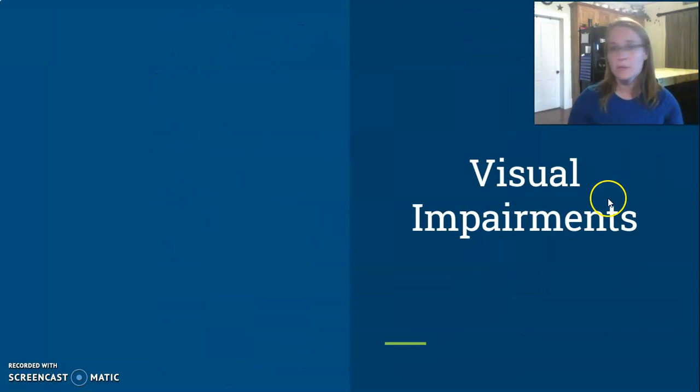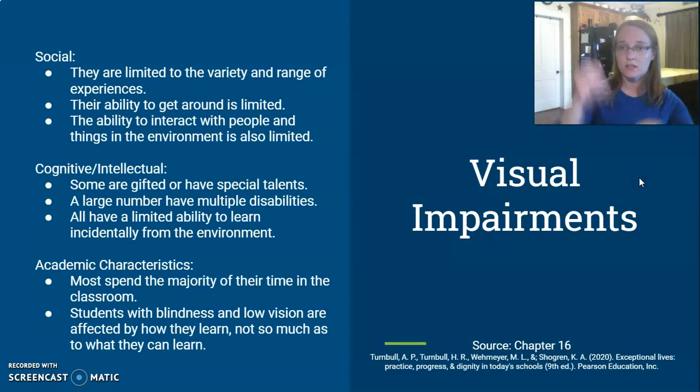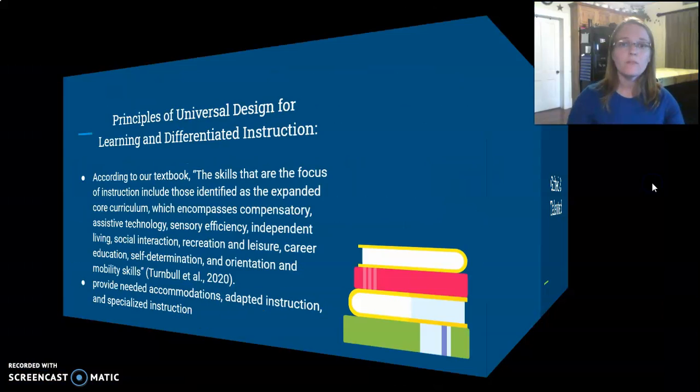With visual impairments, it's going to be a lot like the hearing impairments. You need to assess the factors that contribute to that. And so what range are they limited to? Some are gifted or have special talents. A large number have multiple disabilities, but they all have a limited ability to learn incidentally from the environment. So as a teacher, you need to provide those opportunities to those students and the accommodations they need.